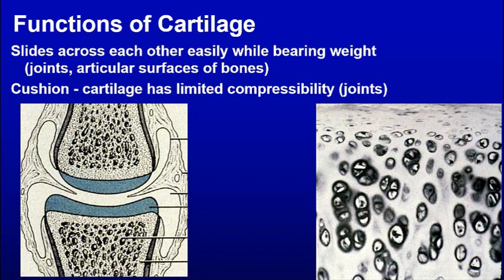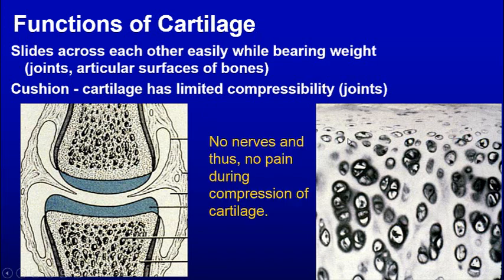Now, cartilage slides over one another. So this is cartilage, this is bone, this is cartilage and bone. It's on the articular surfaces, as you can see. And it's a cushion; cartilage has limited compressibility, so it can compress a little bit. Also, it has no nerves. So no pain with cartilage.